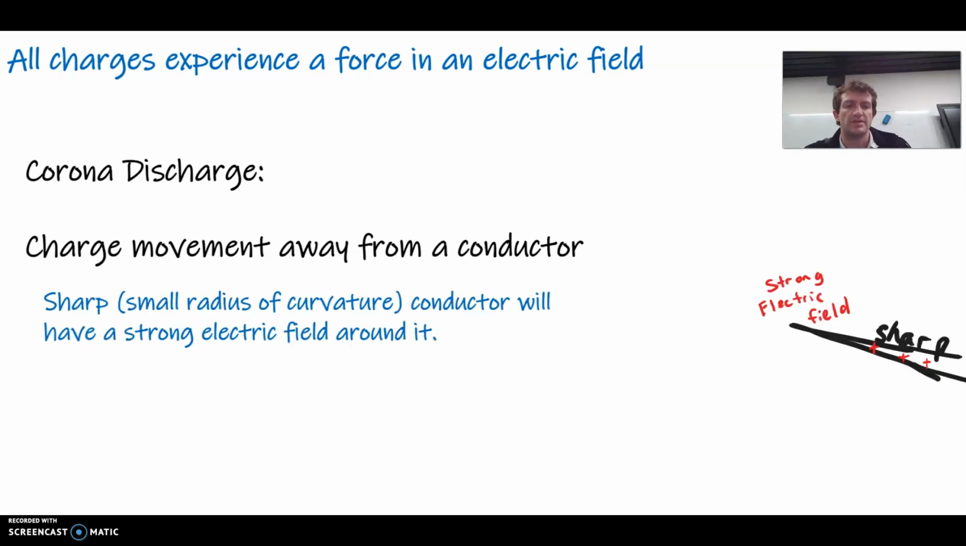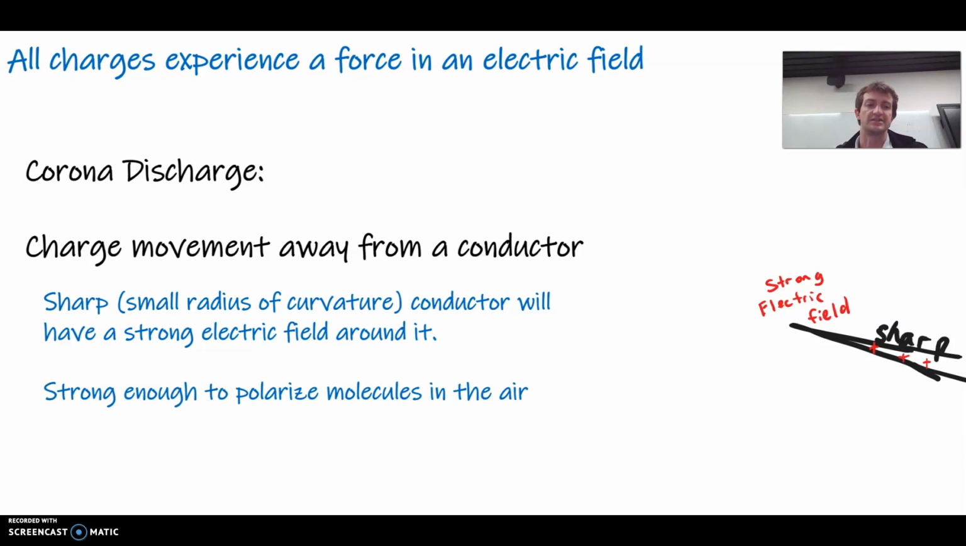So, if we have a conductor that is sharp, here's one with a sharp point, and around it we'll have a strong electric field. To be sharp, that means it just generally has a small radius of curvature. So it could be a really thin rod that has a tiny radius of cross section, and it'll have a strong electric field surrounding it. So strong that if there are molecules in the air, which there will be, it will polarize them.